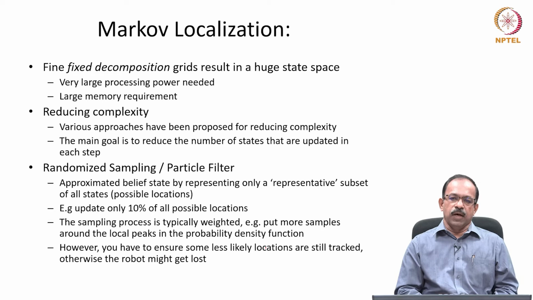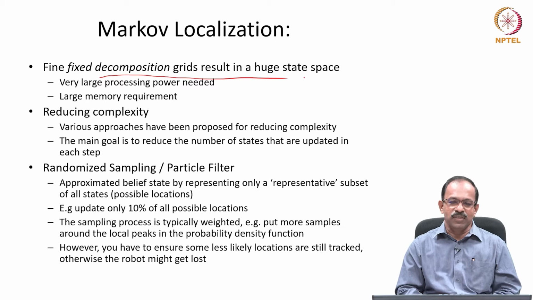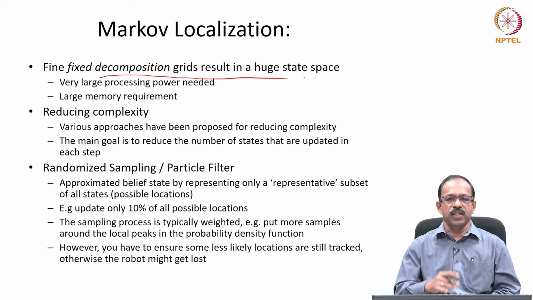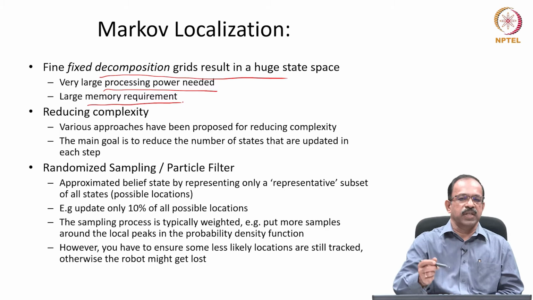Okay, so that's about the Markov localization. So, what we need to have is a fine fixed decomposition grid, which results in a huge state space. So, when you have a fine grid and a large area, and more states to be observed, then it becomes a very huge state space. So, very large processing power and large memory are needed. That is the main problem with the Markov method of localization.